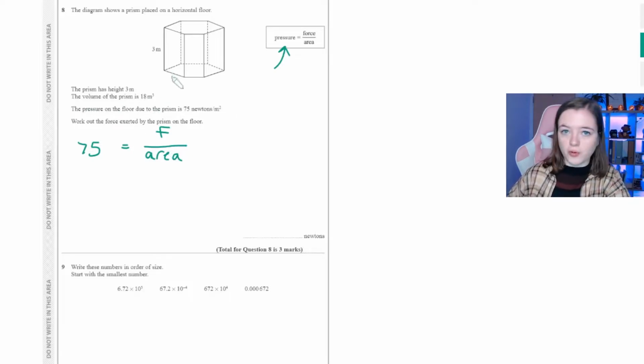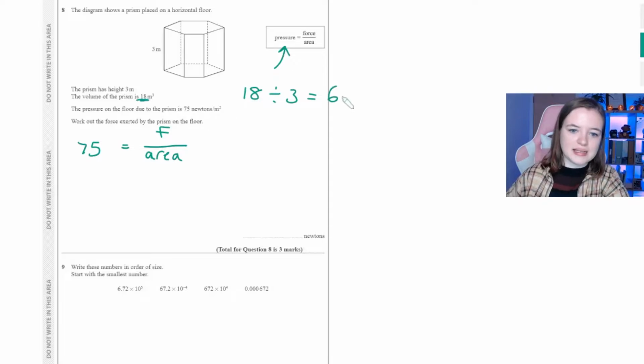So the important thing to note is the volume of a prism is essentially just the area of one of the faces times through its length. So what they've done to get 18 is they've times the area of either that face or that face, then taken that and times it by 3. So to get back to the area, we're just going to do 18 divided by 3, and we're going to get 6 meters squared.